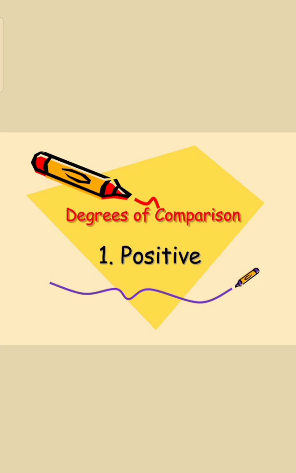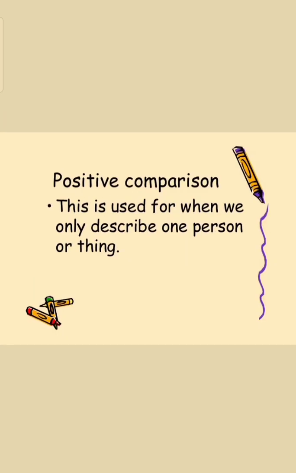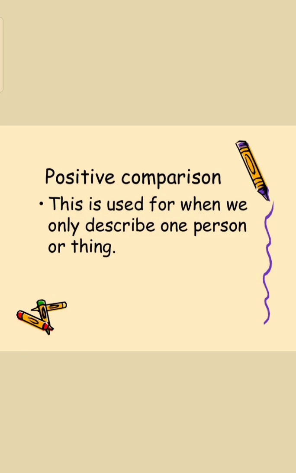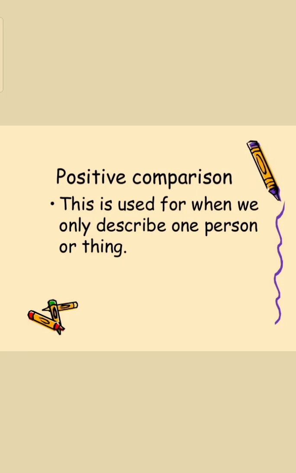So this is positive degree. We use positive degree when we only describe one person or thing. এজন মানুহ বা এটা বস্তুক describe কৰিবৰ কাৰণে আমি positive degree use কৰোঁ. Say for example, let me show you some examples.